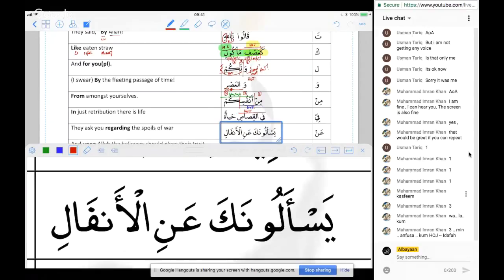So, you see this "an" is a harf of jar. This "an" is a harf of jar that makes "al-anfali". So this "anil anfali" is a harf of jar fragment. Okay.